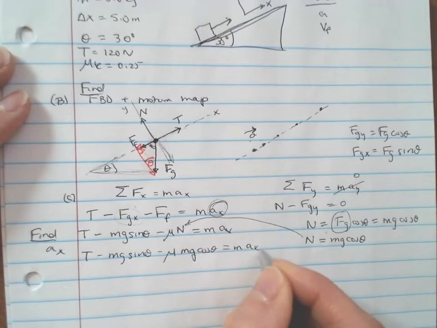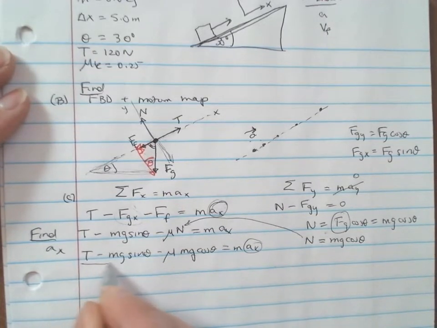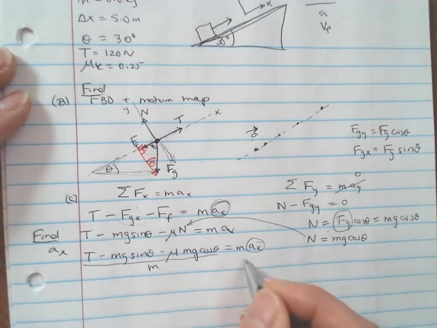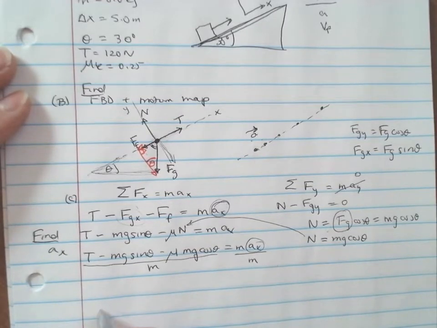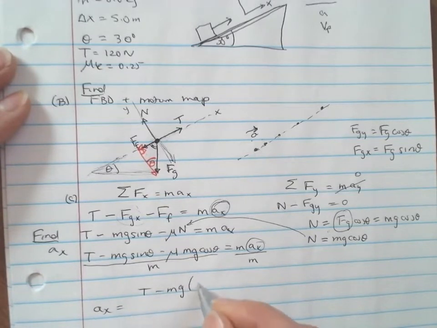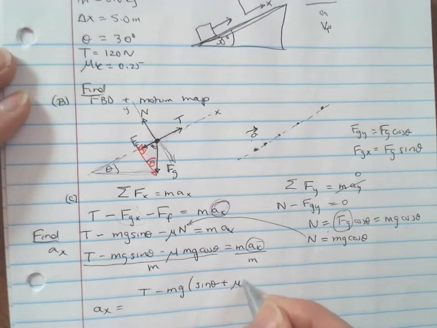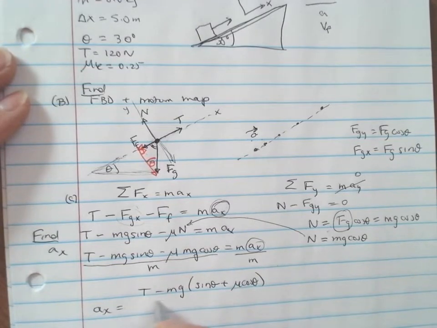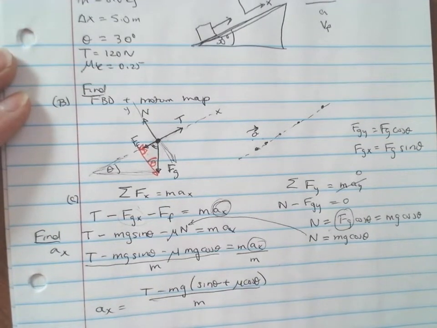equals MAX. Again, this is what we want to find, so we divide everything through by m, and we get that our acceleration is T minus mg. I'm just going to factor that out to get a sine theta plus mu cos theta divided by m.